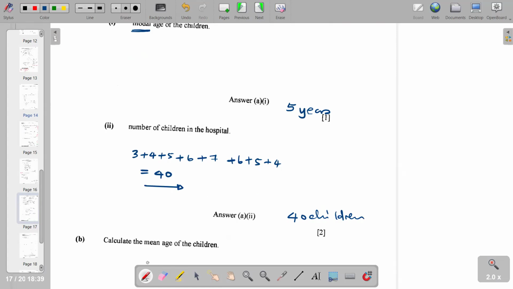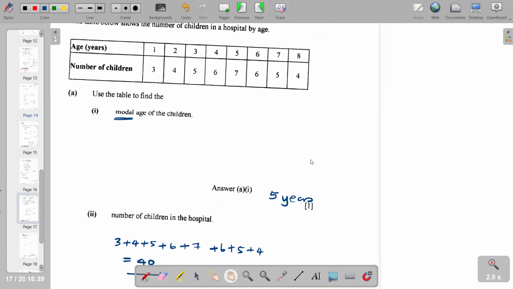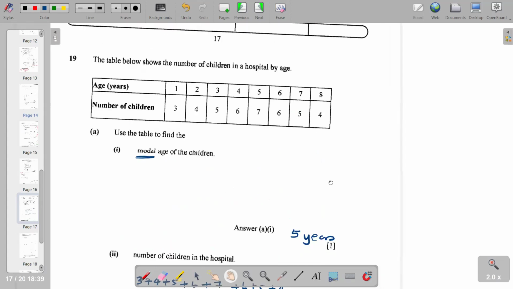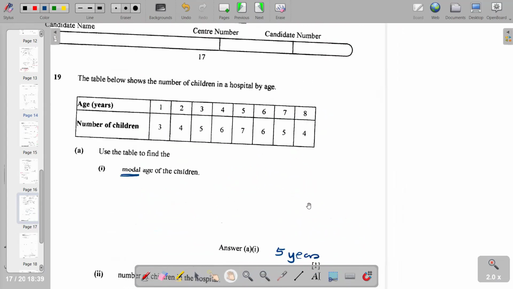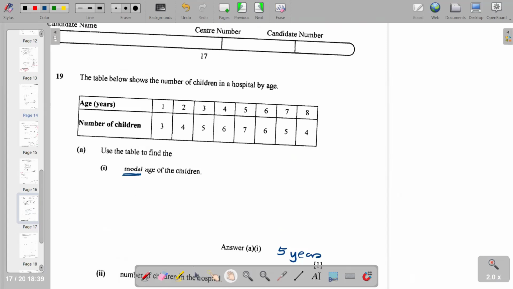Then the next one, calculate the mean age of the children. To get the mean age, we take the total of their ages divided by the number of children. So let's go and calculate the total. We go back to our table here. That is question 19B. Let me write it here. It's the total of their ages.